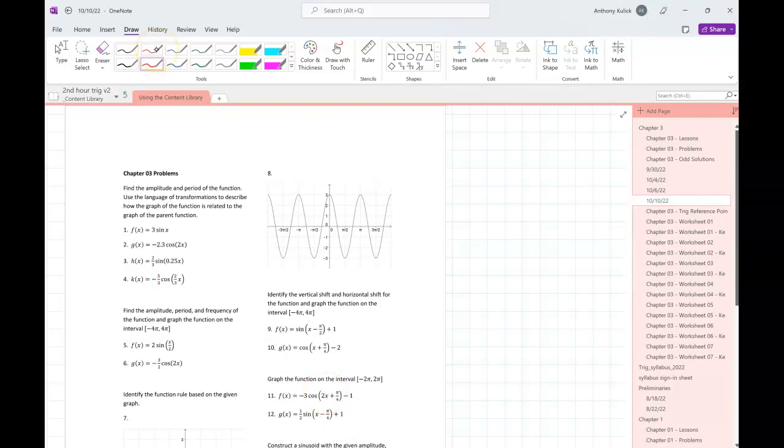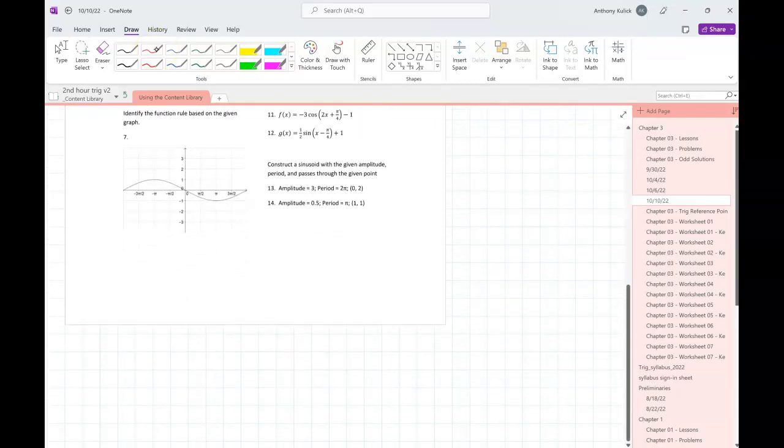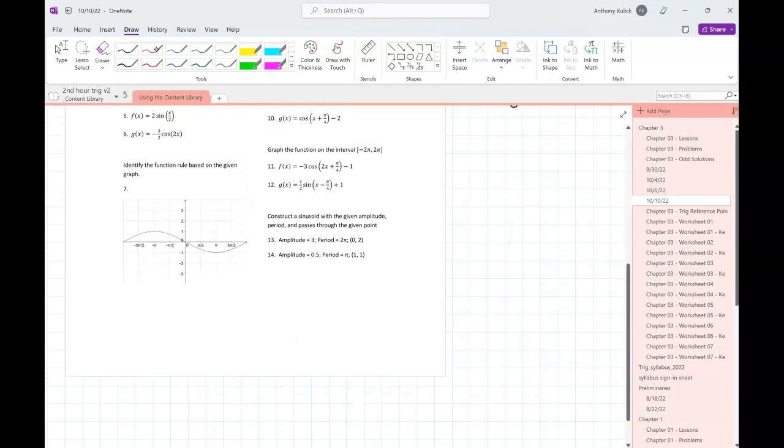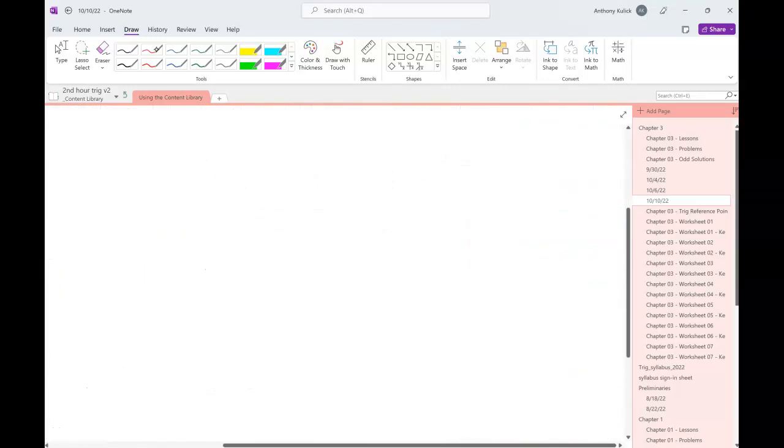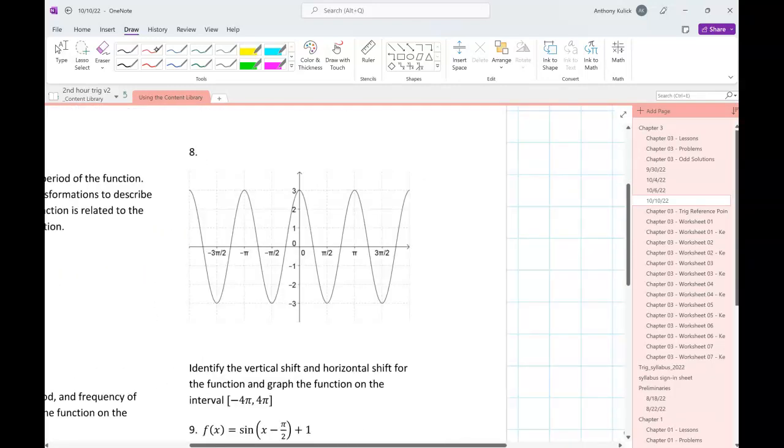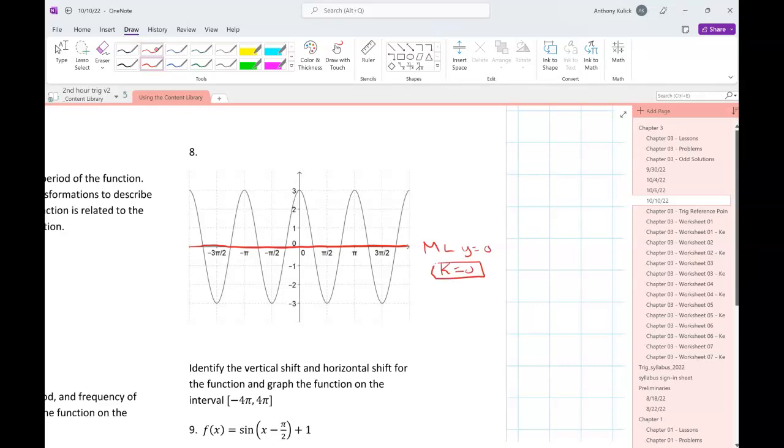All right. So the directions for 7 and 8 say identify the function rule based on the graph. So basically it just wants me to write the equation for a sinusoid here, right? So a sine or cosine function, doesn't matter which kind. What I like to do is start by identifying the midline. So that looks like the midline there at y equals 0. That tells me my value for k is going to be 0.